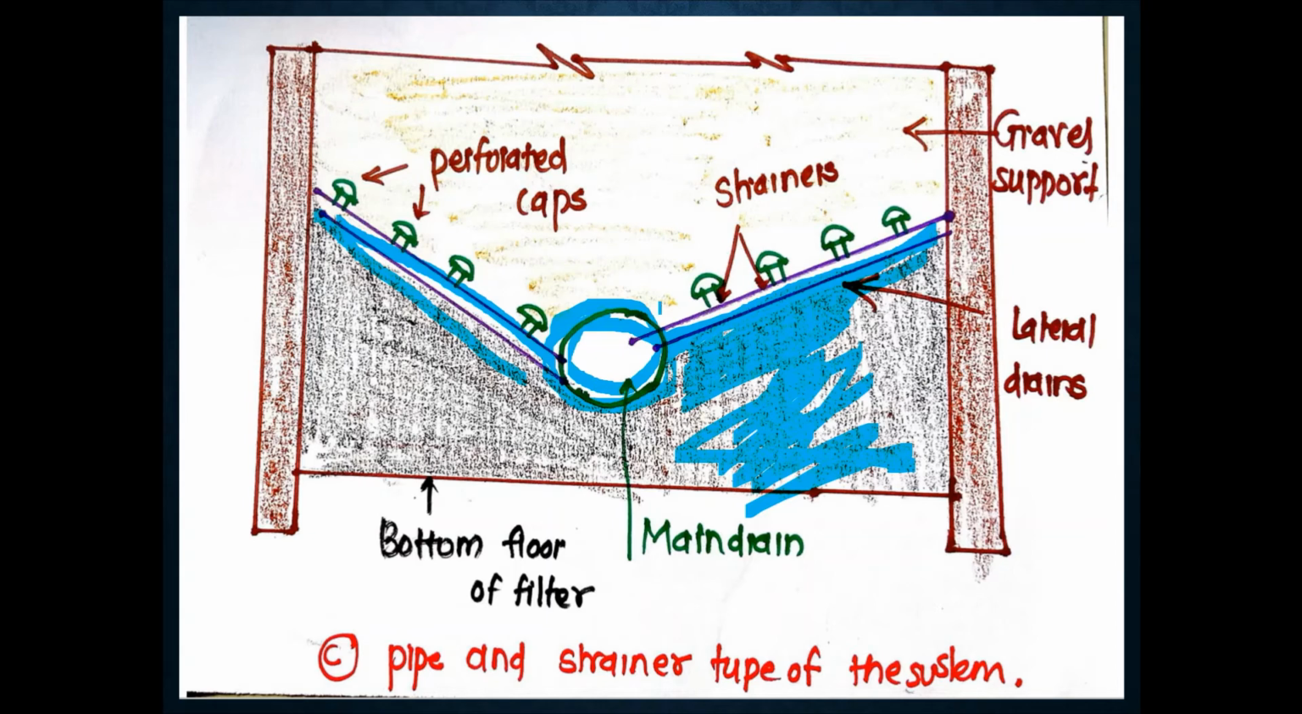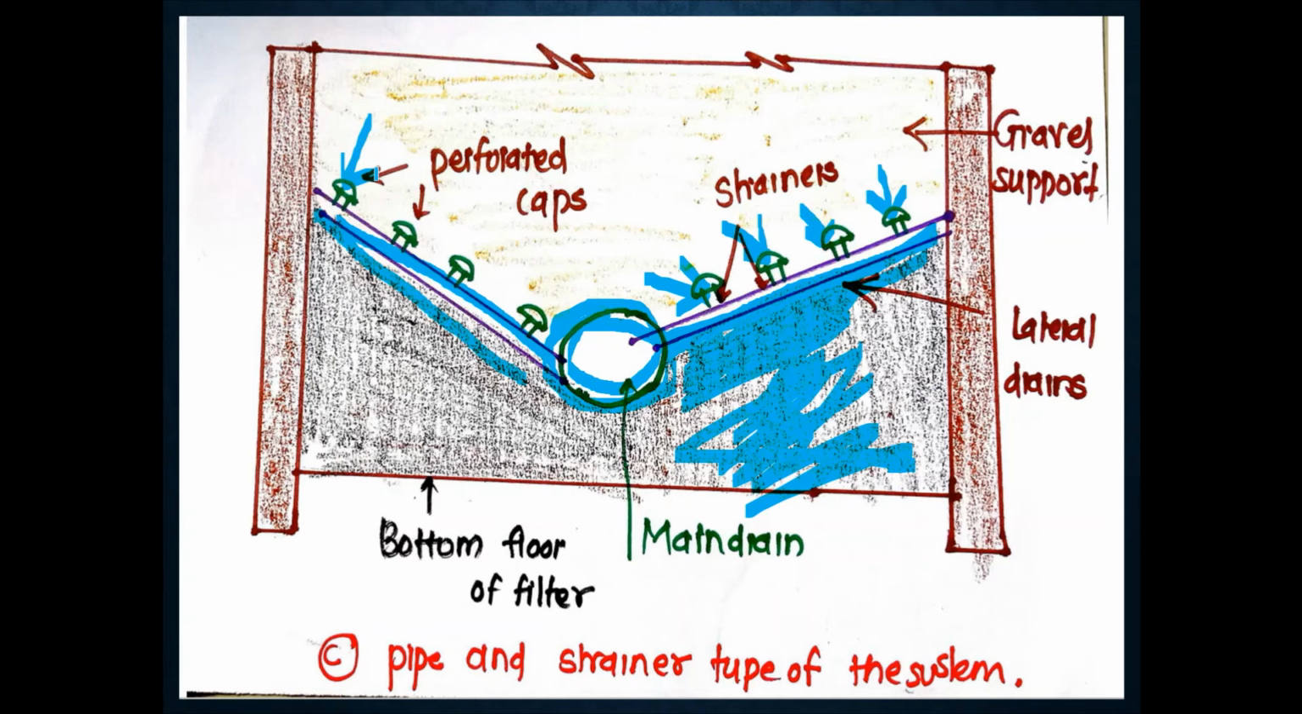And here you are able to observe that these units are known as the strainers. In green color I have shown you the strainers. Means in this pipe and strainer type of the system, holes are not directly drilled into the pipes. Separate strainers are there, and these strainers at the top have the perforated cap. Means it will supply the compressed air and wash water also through these perforated caps. Holes are not drilled into the pipe directly.